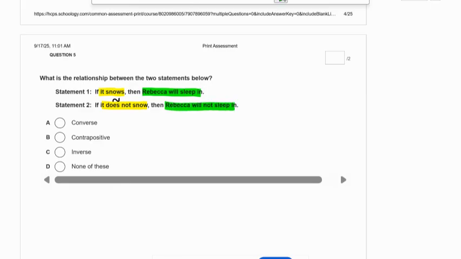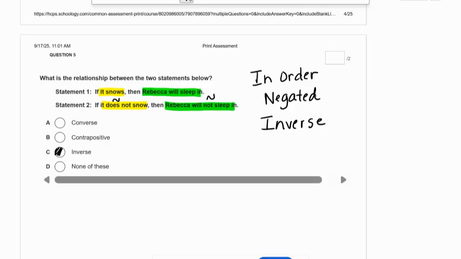That stayed at the end, but it was negated. So they stayed in order, but each one was negated. That would be inverse. That would be answer choice C.